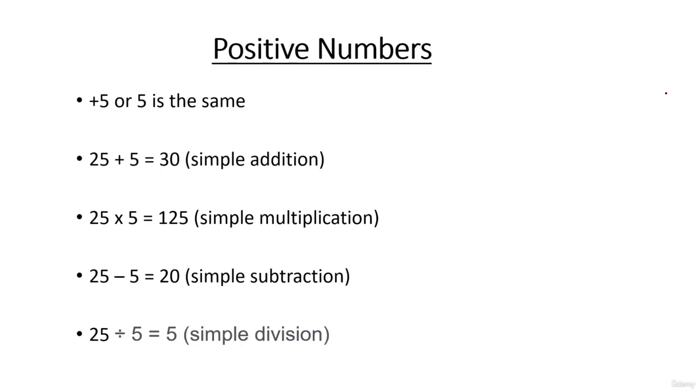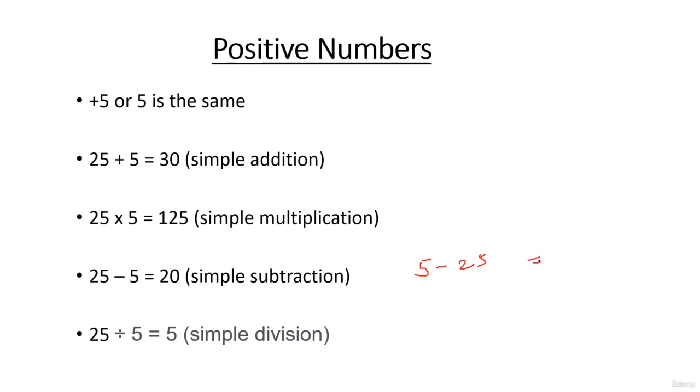Okay, 25 plus 5 is 30. 25 into 5 is 125. 25 minus 5 is 20. 25 divided by 5 is 5. Now, the only problem is if you're subtracting a greater number out of a smaller number. So if you say, let's say, subtract 25 from 5.